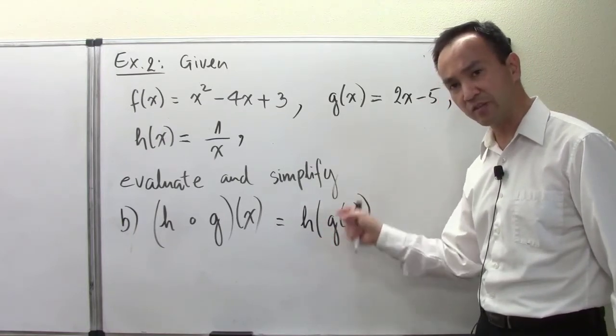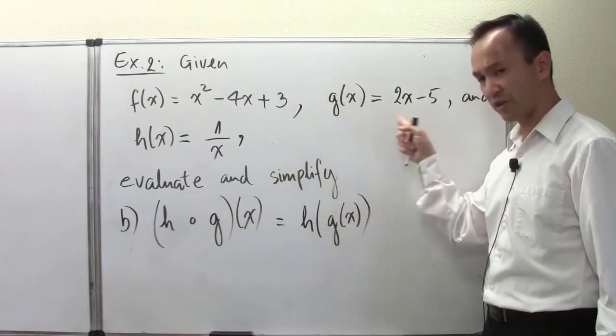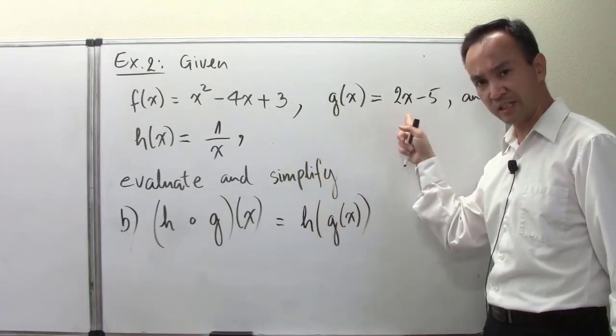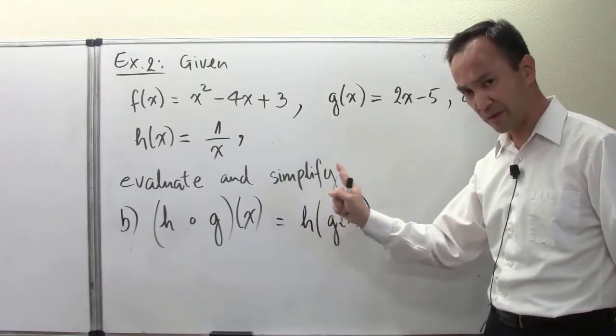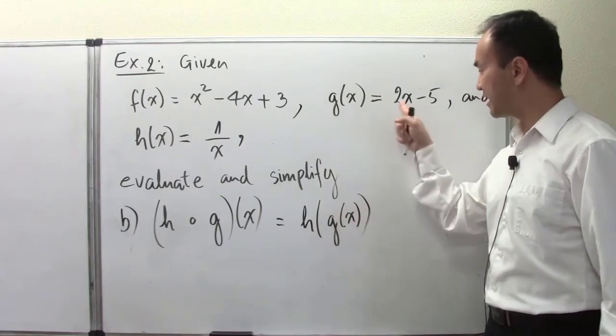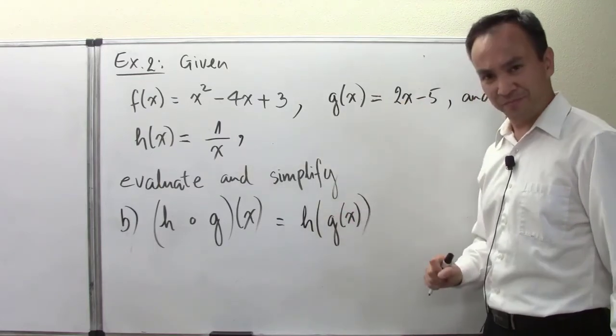g is in the role of the input. g is now regarded as an expression. g is the role represented by this expression, and it's now the input of h. So h is the main function, and g, the entire g, is the input. And that's why we're putting that inside of h. That's another way of saying it.